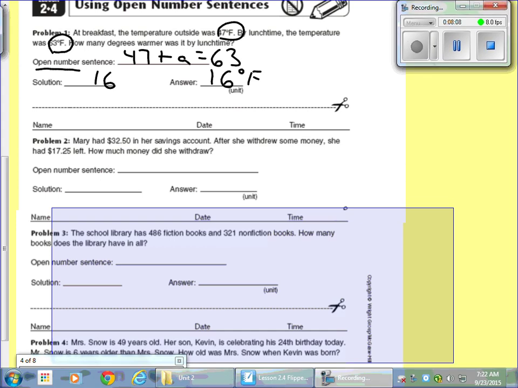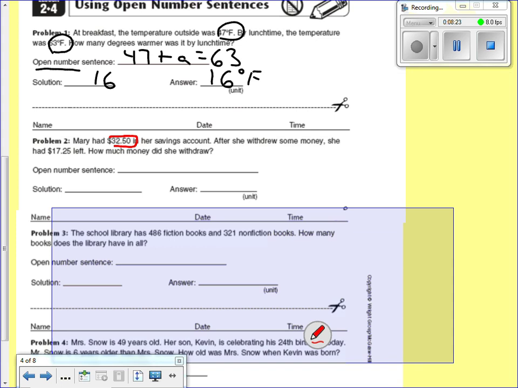Next problem here. Mary had $32.50 in her savings account. After she withdrew some money, she had $17.25 left. How much money did she have to withdraw? Withdraw means to take out. So we started off with $32.50. We ended with $17.25. So I'm going to start with $32.